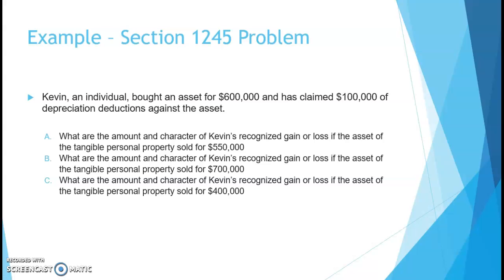So we're going to go through a problem with three different scenarios of a Section 1245 asset sold. We have Kevin, an individual who bought an asset for $600,000 and has claimed $100,000 of depreciation deductions against the asset. What would be the amount and character of the recognized gain or loss if the asset is sold for $550,000, if it is sold for $700,000, and if it is sold for $400,000?